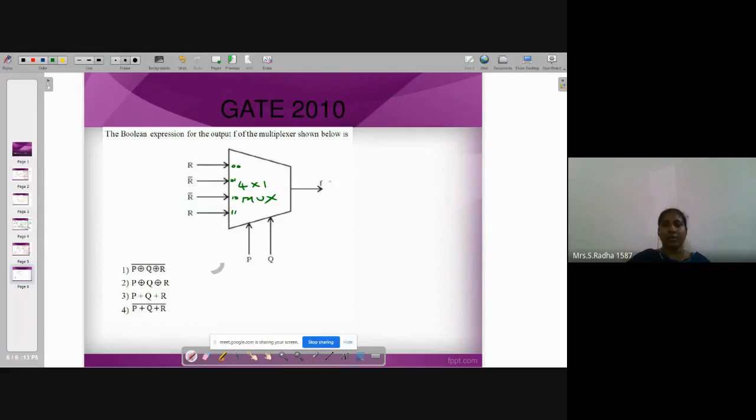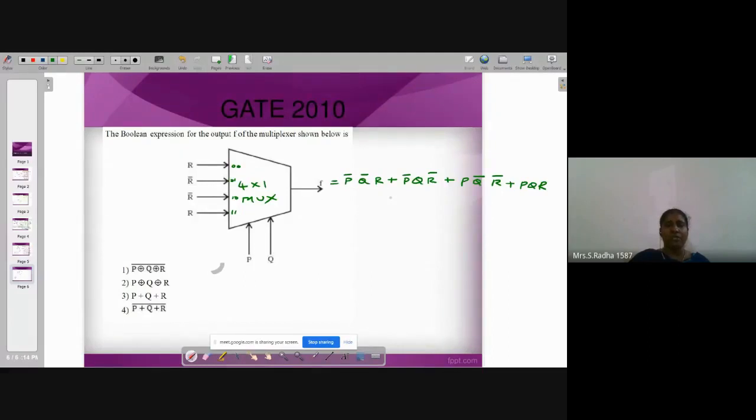Now, output F is nothing but P bar Q bar followed by the first input, plus P bar Q, then R bar should come at the output, plus 1, 0 means P Q bar, R bar should come at the output, plus PQ followed by R. Now, whatever simplification is possible we have to carry out.